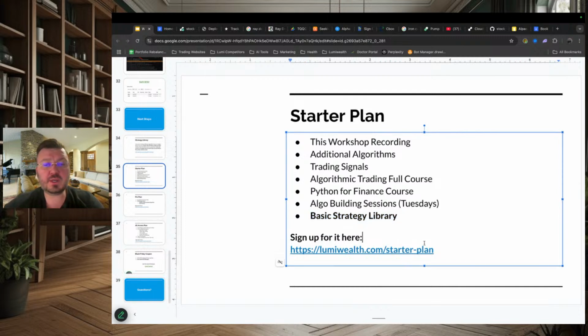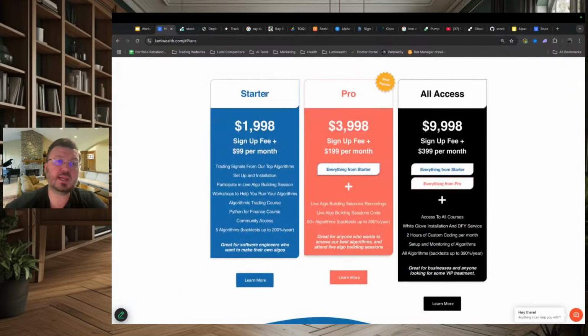So to sign up for it, go to lumiwealth.com/starter-plan, right? Or basically it looks like this. Here's our starter plan. It's $1,998, so about $2,000 sign up fee. And then after that, it's $99 per month. Again, here's all of the different features that you get with it, right? I've already talked about those. I guess there's more here. It's community access as well. So you get a bunch of stuff.